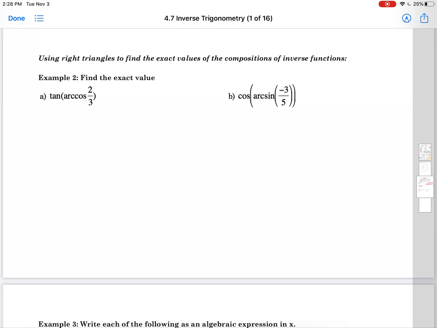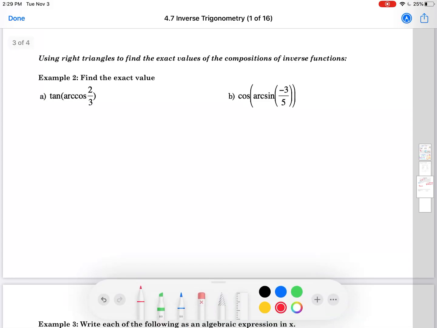Okay. Using right triangles to find the exact values of the composition of inverse functions. So the first thing we're going to do is keep in mind that an inverse function is really going to equal an angle. Okay, so when I see the arc cosine of 2/3, this is actually equal to an angle. What that means is cosine of some angle, theta, is equal to 2/3. That's what the arc cosine of 2/3 is really saying. Okay, so what do I have to do? Well, I need to think about this. I could think of this a few different ways.